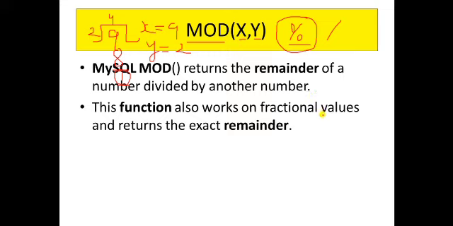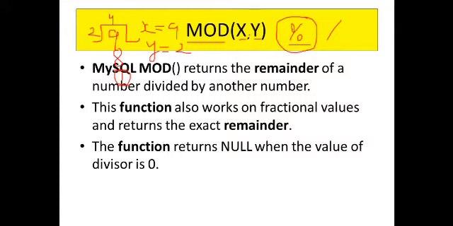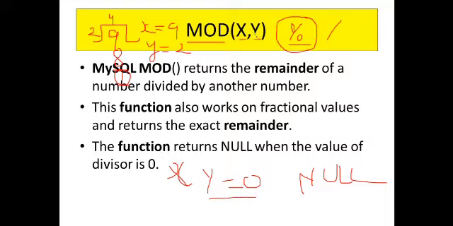The function also works on fractional values. So this x or y can be a fraction also, and it returns the exact remainder. The function returns null if the value of the divisor y is equal to 0. If the value of y, the divisor, is 0, then this function will return null. I hope it is clear.